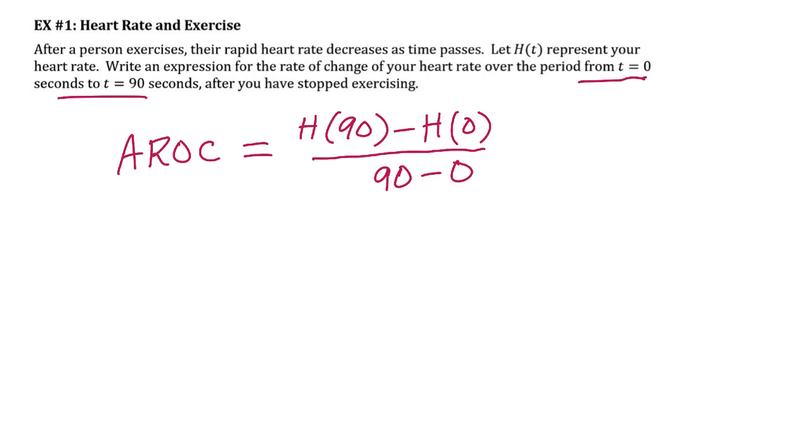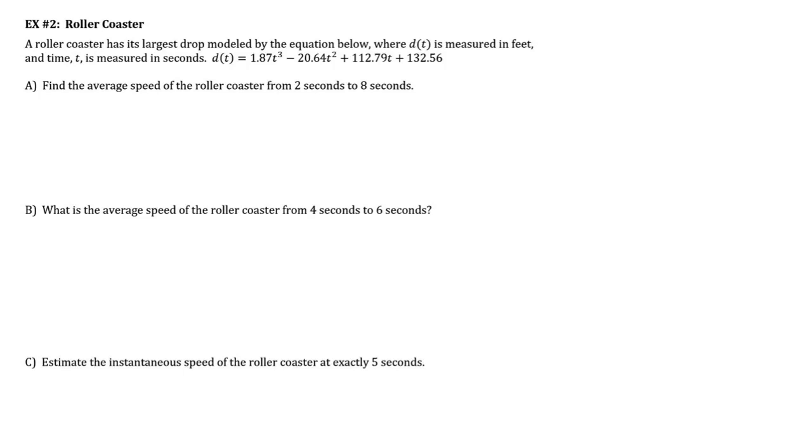This portion right here, you have to show this step. This is called the quotient, and this is going to be one of the major parts that AP readers are looking for on your free response. It's telling us that we have a roller coaster, and we want the average speed from 2 to 8 seconds.